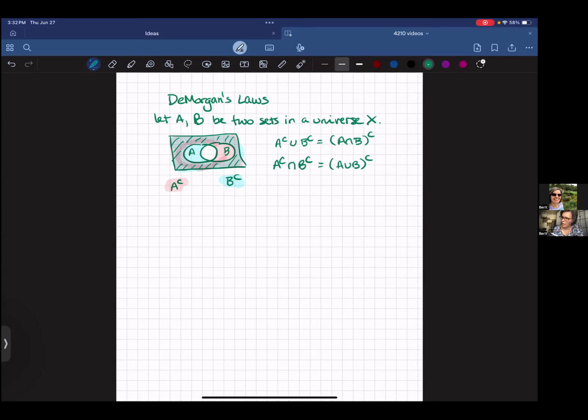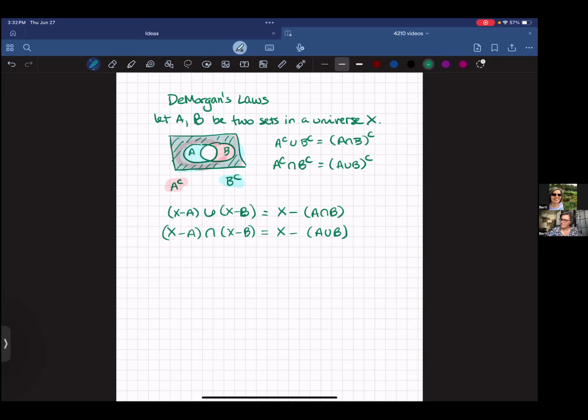Okay. I might also write this as X minus A, I'm using the X minus A instead of the complement notation. X minus A union X minus B is equal to X minus A intersect B. And X minus A intersect X minus B is X minus A union B. Okay, so these are called DeMorgan's laws for two sets.